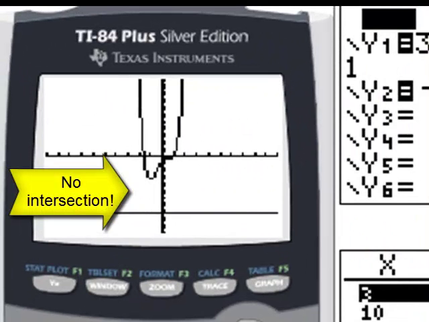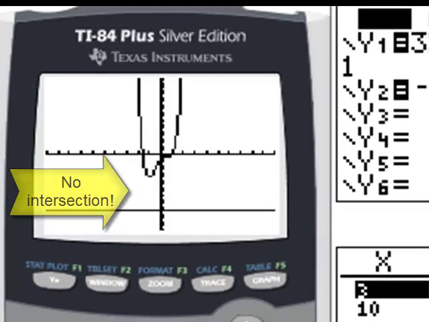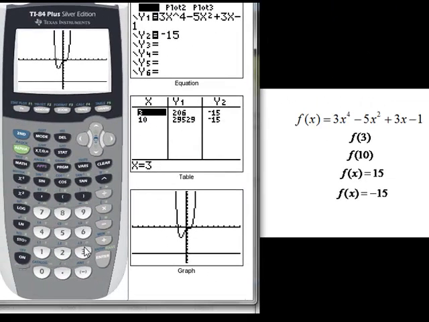Now we see that there's no intersection. What that tells us is negative 15 is not in the range of this function. If they don't intersect, there is no x that gives us an output of negative 15.